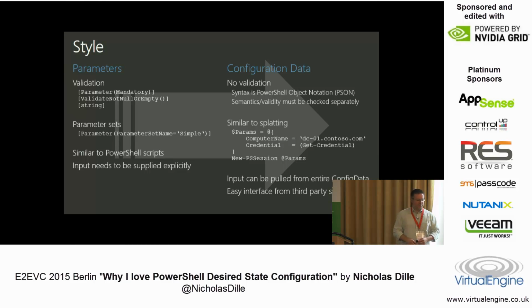Okay. Great thing about configuration data is also that as it is just a single data structure, it's an easy interface from any kind of third-party system. Think of a CMDB, where you have a large list of systems, of configuration items, parameters. You can just build a large data structure and use that to create configurations. So no need to use explicit calls or code when connecting your CMDB to a tool like DSC.